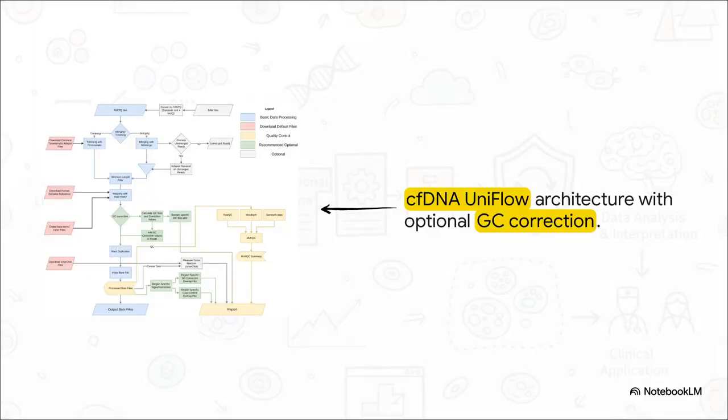So if cfDNApipe is our Swiss Army knife, uniflow is definitely a modular factory. Following the architecture here, the basic data processing, your trimming, merging, mapping, marking duplicates, branches out into extensive quality control using standard tools like FastQC and MosDepth. But look right in the middle, the highly recommended optional modules. This is where uniflow introduces its very sophisticated fragment length-based GC bias correction and even tumor fraction estimation via ichorCNA. And because it's built entirely on Snakemake, this architecture is seamlessly designed for massive throughput in cluster computing environments.